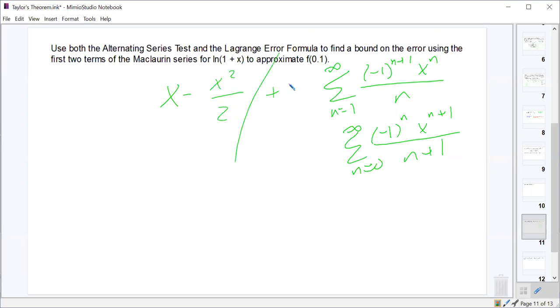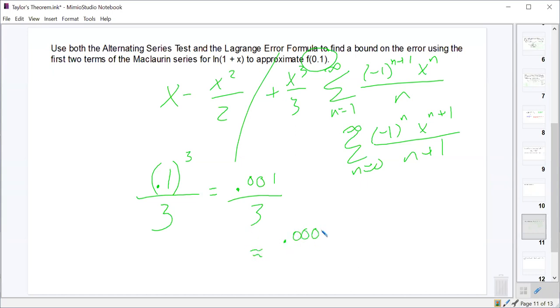We truncate. Next term would be x cubed over 3. That's our bound. Our bound on the error is the term using x cubed over 3 with an x value of 0.1. So it's just 0.1 cubed over 3. That's all it is. And what's 0.1 cubed? 0.1 cubed should be 0.001 over 3, which should be 0.00033333333, and so on.